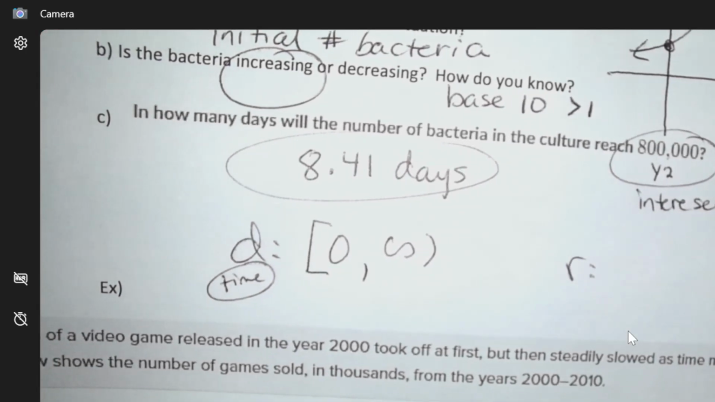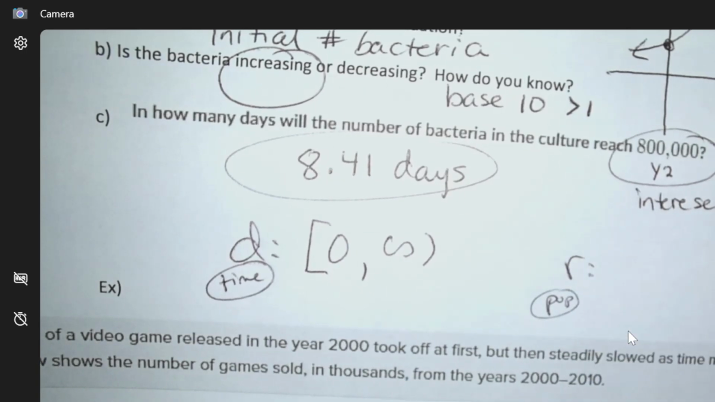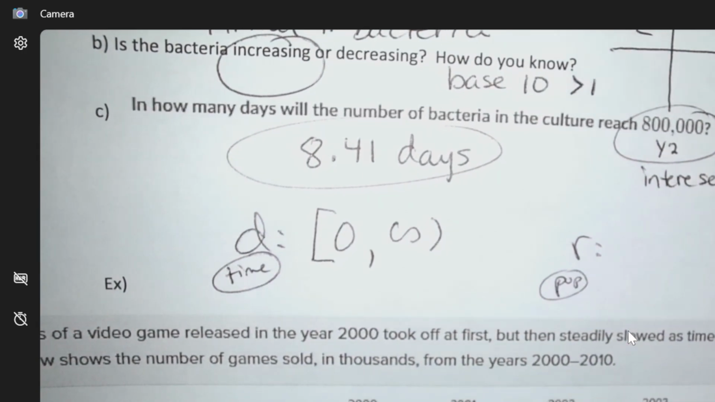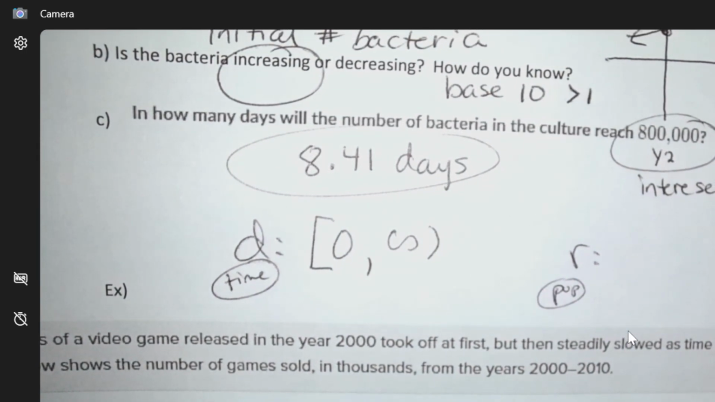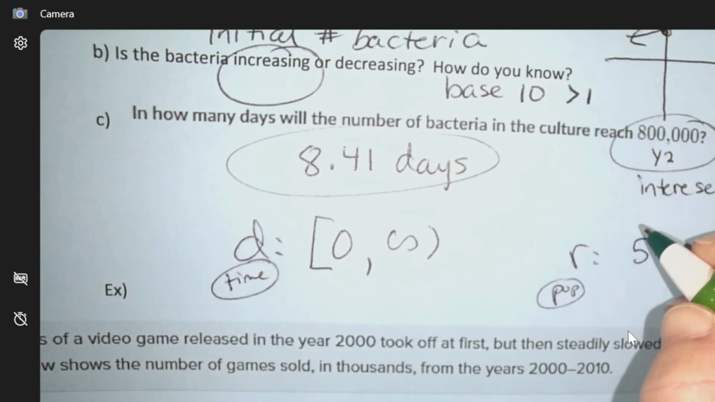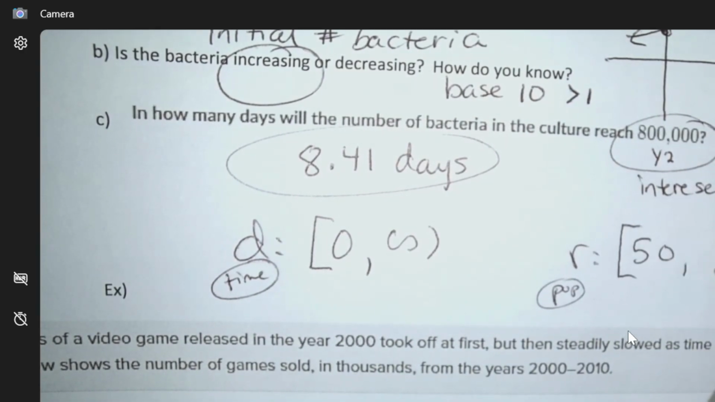And the range, so that's the population. What was the lowest population we were at? 50. Was that exactly? Yes. Was there a point of time where we stopped counting our population? No.